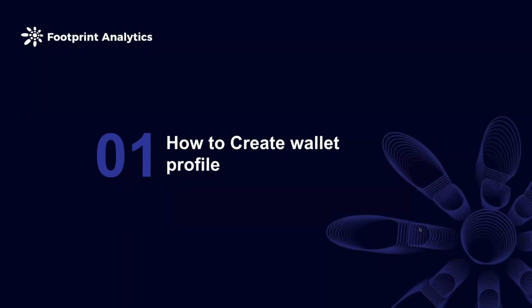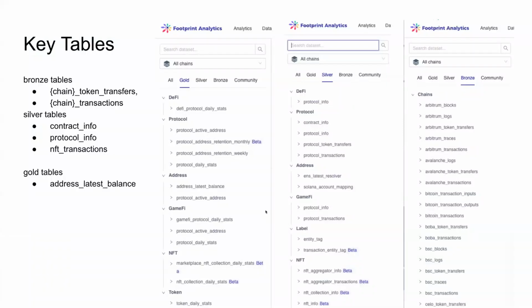Back to the major topic of this part: we're going to talk about creating a wallet profile using NFT data and game data. I will try to give you a basic introduction of what data we have, compared to the previous slide about the different layers of our tables. This is a screenshot of which tables are included in each layer.